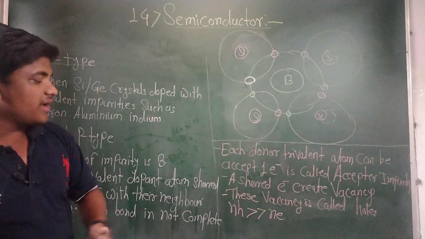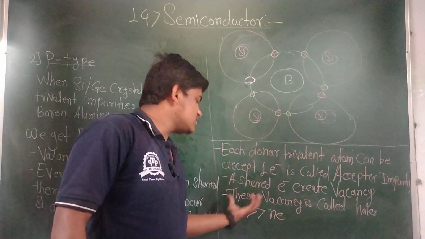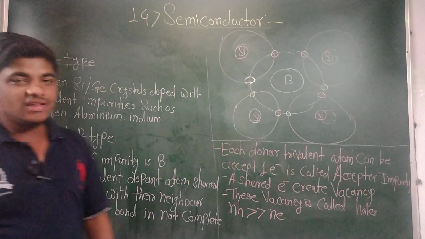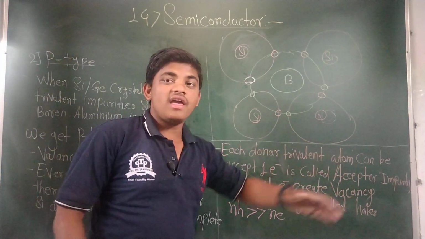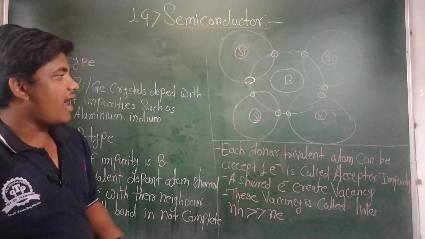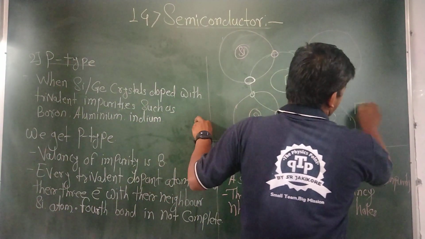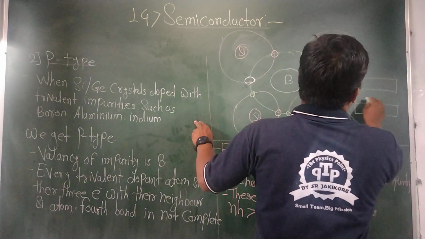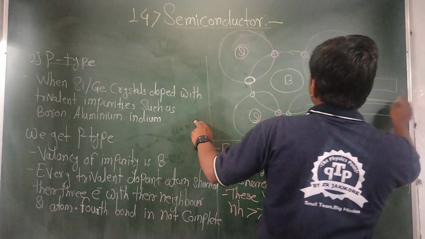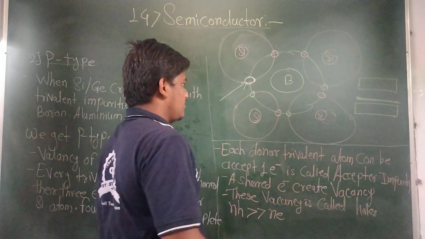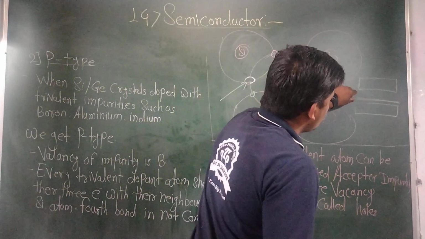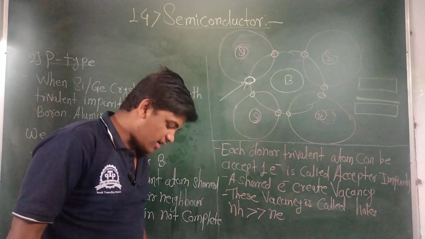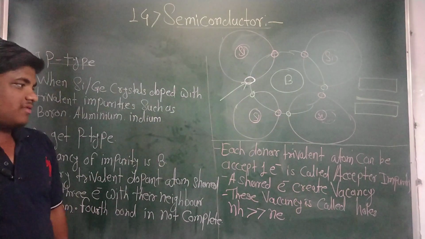In this type of semiconductor the holes are the major carriers, the number of holes is more than the number of electrons. These vacancies are created in the valence band. This will be the valence band and another one is the conduction band here. This vacancy is created in the valence band, and this is the acceptor electron. Holes are also created in the same valence band.